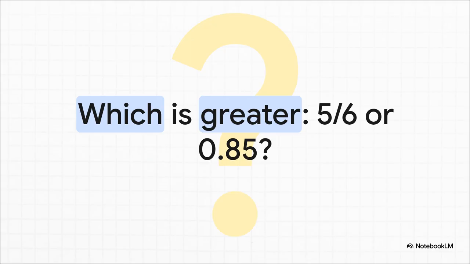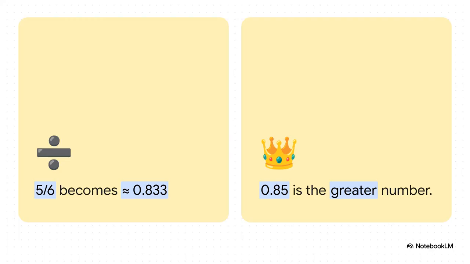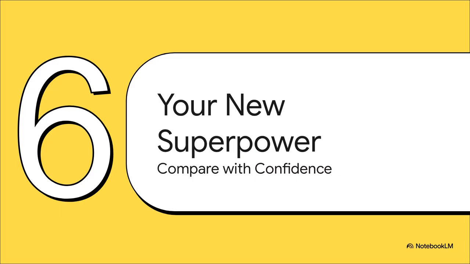Okay, one last quick one to really lock it in. Which one of these is bigger, 5/6 or 0.85? All we have to do is convert the fraction. So 5 divided by 6 gives us about 0.833. And when you compare that to 0.85, it's obvious. 0.85 is the bigger number. And just like that, you've pretty much gained a new math superpower.